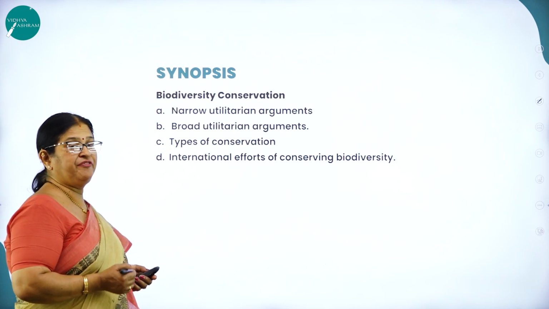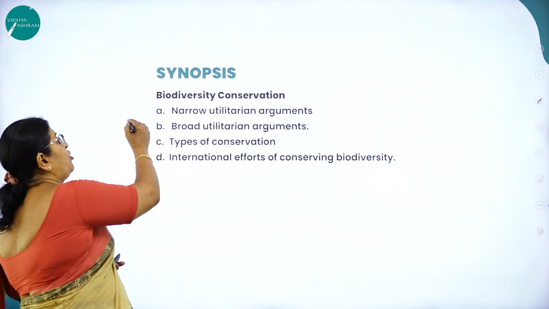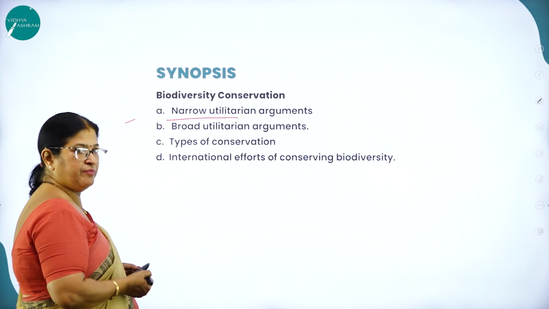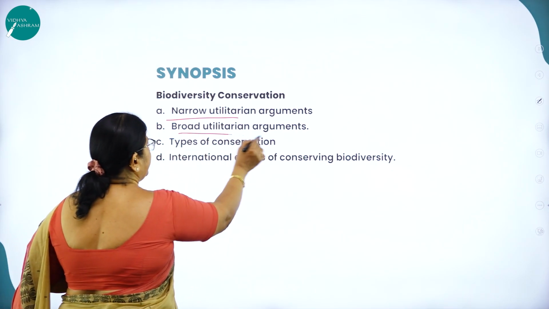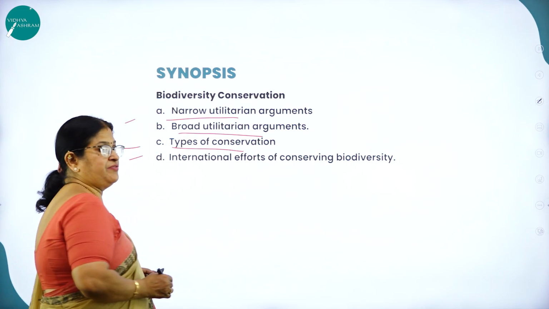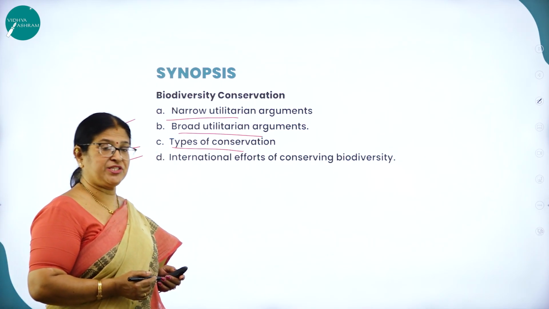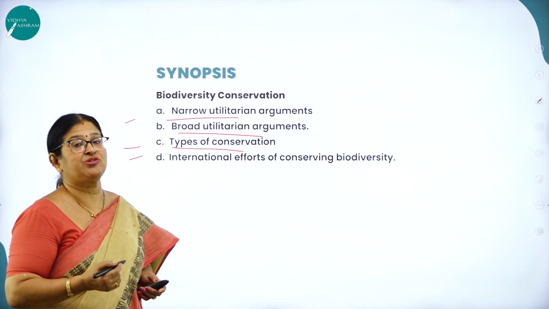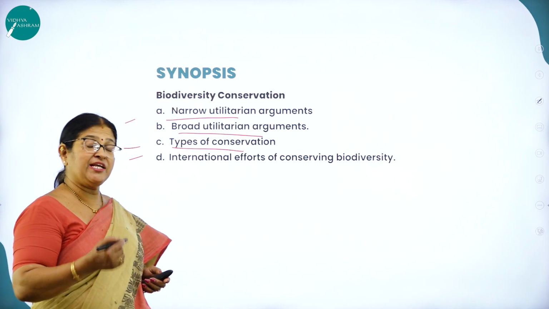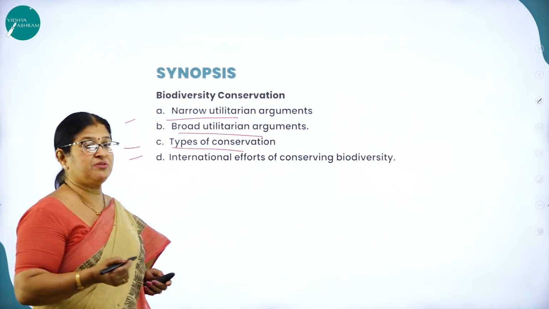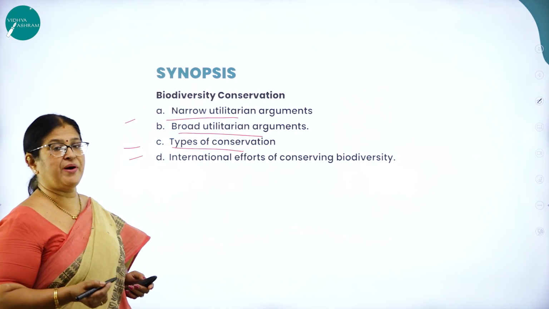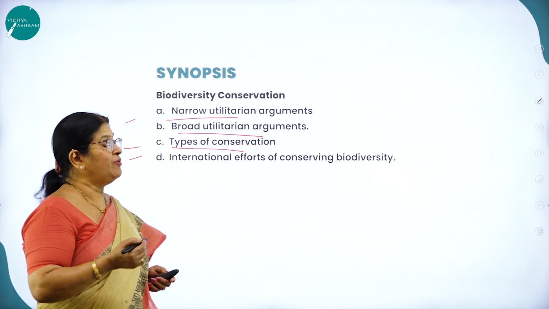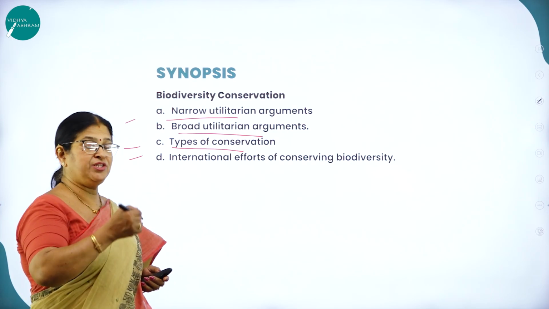So what are the benefits of biodiversity? In what terms are we benefited? Like narrow utilitarian benefits or broad utilitarian benefits, and types of conservation. We have in situ conservation and ex situ conservation. In situ conservation is conserving the plants and animals in their natural habitat. In in situ conservation, we come across the national parks, then we have the sanctuaries, and all wildlife sanctuaries come under in situ conservation.